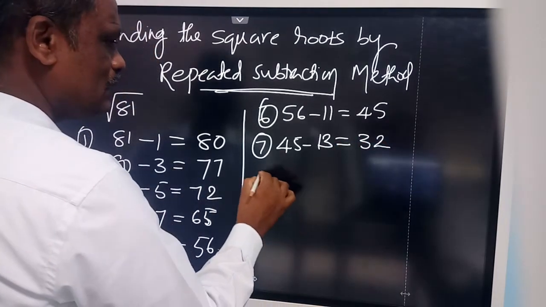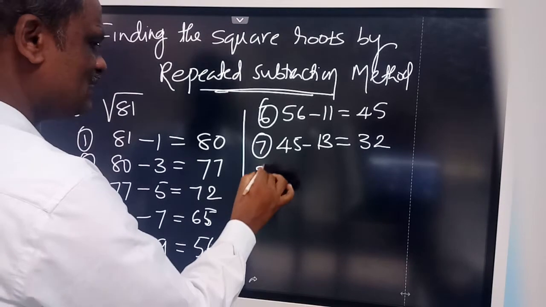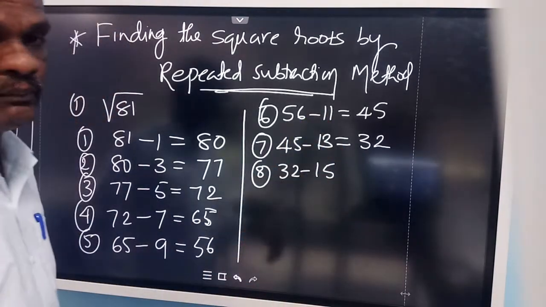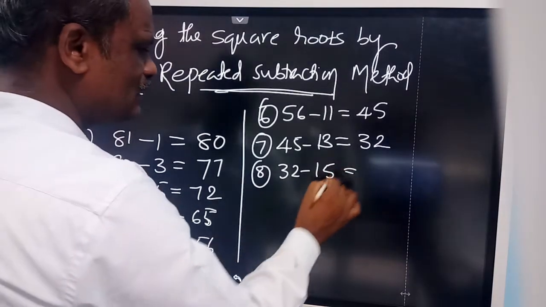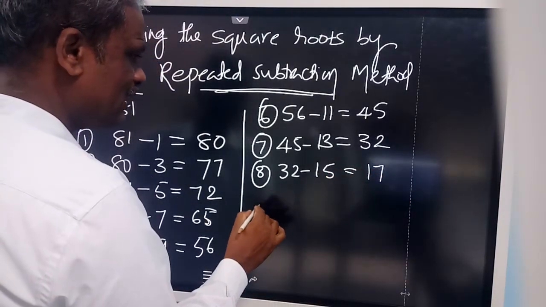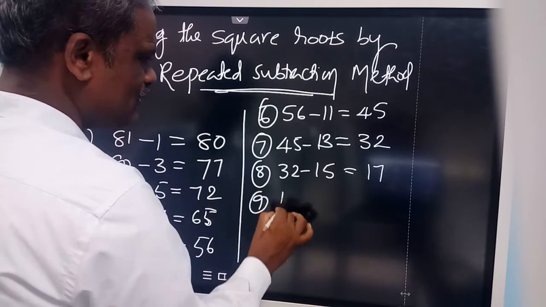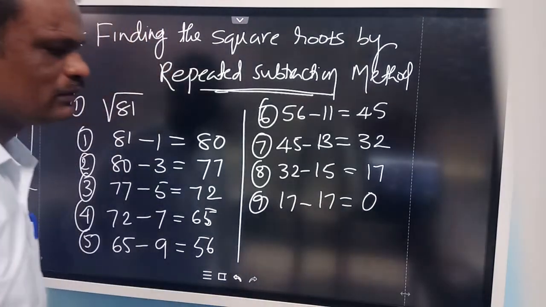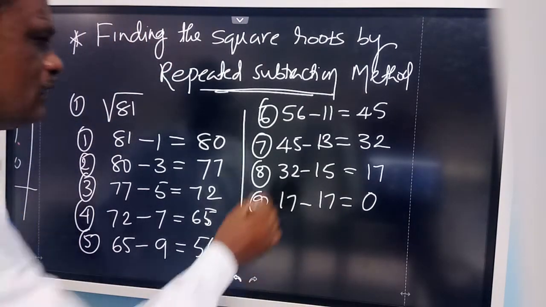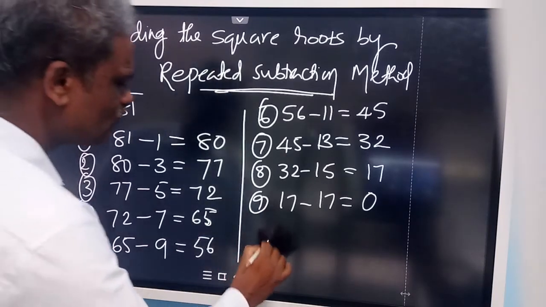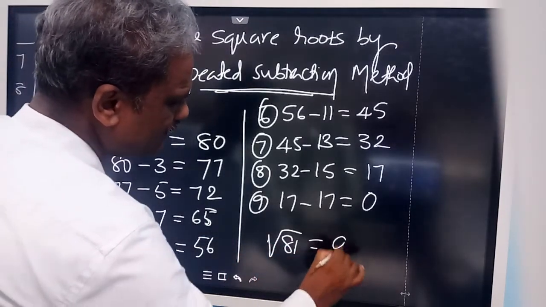So now 32. Now 8th step. 32 minus the next odd number, 15. What is the answer? 17. Okay. Then the next odd number, 17. 17 minus 17. What is the answer? 0. So in how many steps did we get 0? How many times did we subtract? 9 steps. Therefore, square root of 81 is 9.